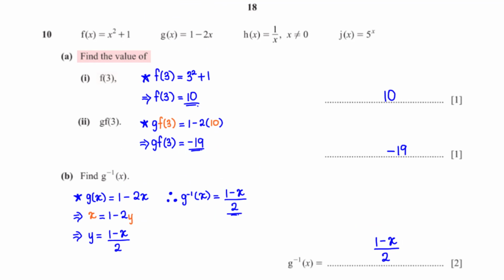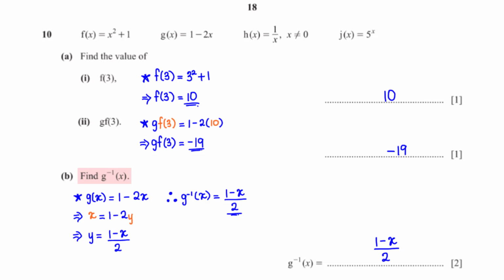Find the value of f of 3. To get f of 3, we replace x with 3 in f of x. This gives us 3 squared plus 1, which is equal to 10. Find the value of g of f of 3. To get g of f of 3, we replace x in g of x with f of 3, which is 10. This gives us 1 minus 2 times 10, which is equal to negative 19.